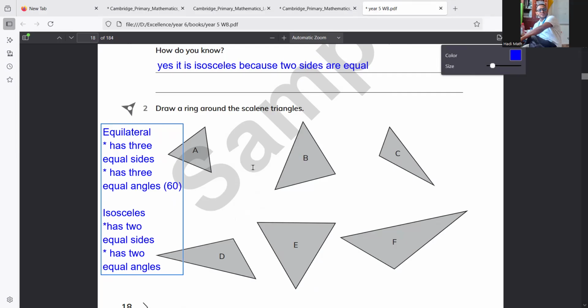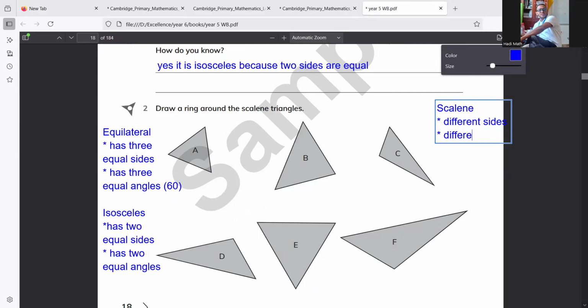Okay, so this is drawing a ring around the scalene. So what is scalene? Scalene has different sides. I mean different lengths. And for sure different lengths.